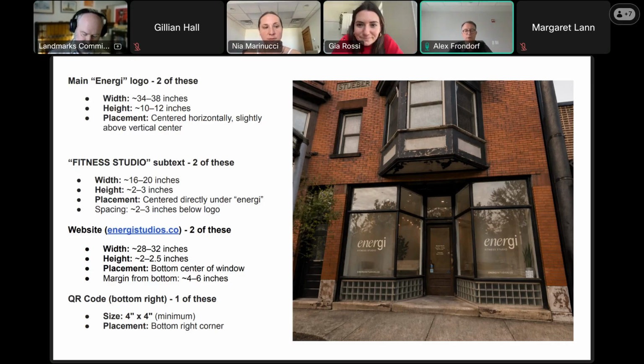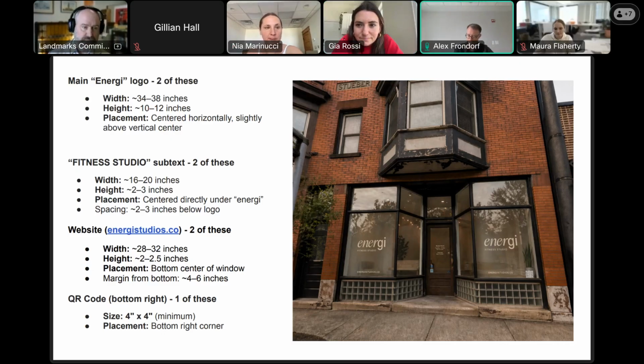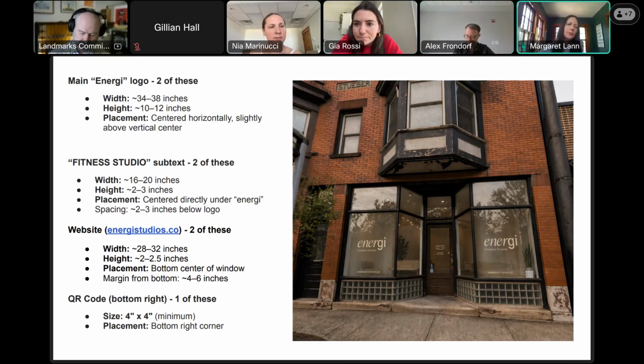Hearing no questions, I will move to approve as presented. I'll second. Seeing no other hands raised, hearing no other comments: Ms. Anderson, yes. Ms. Flaherty, yes. Mr. Frondor, yes. Ms. Lamb, yes. Ms. Marnucci, yes. Madam Chair, the motion passes unanimously.